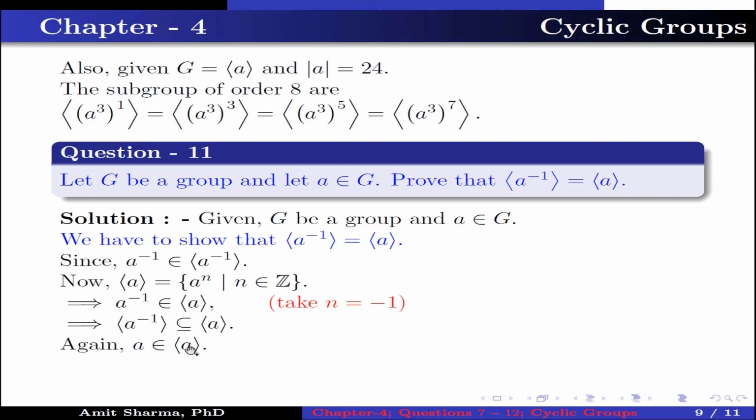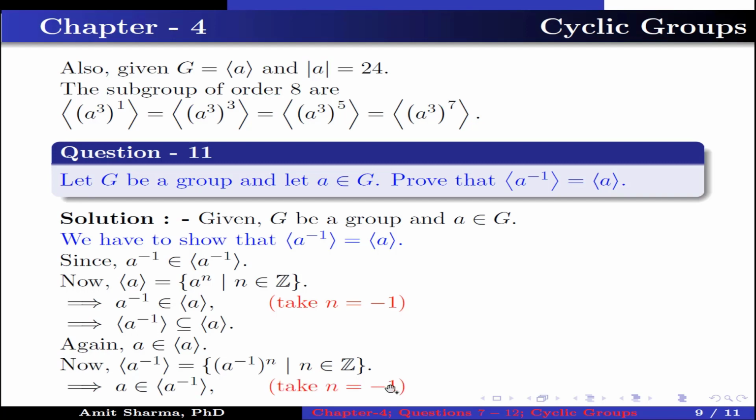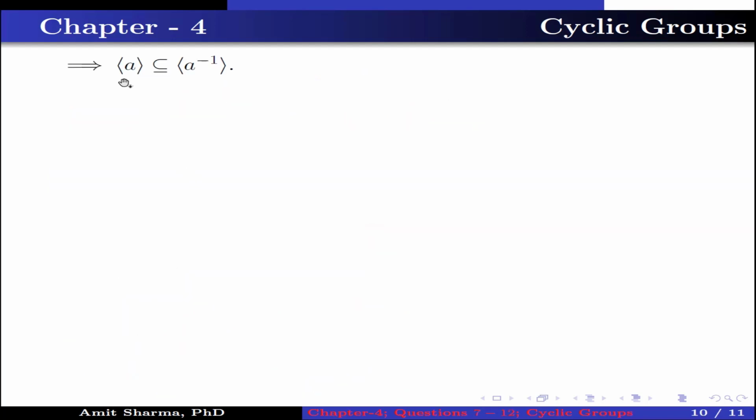Again, A is contained in the group generated by A. Now, the group generated by A inverse contains the elements of the type A inverse to the power n where n belongs to Z. This implies A belongs to the group generated by A inverse. Why is it so? By taking n equal to -1. This implies the group generated by A is contained in the group generated by A inverse.